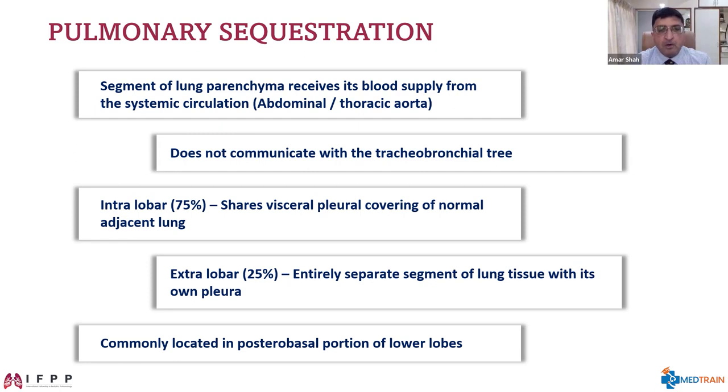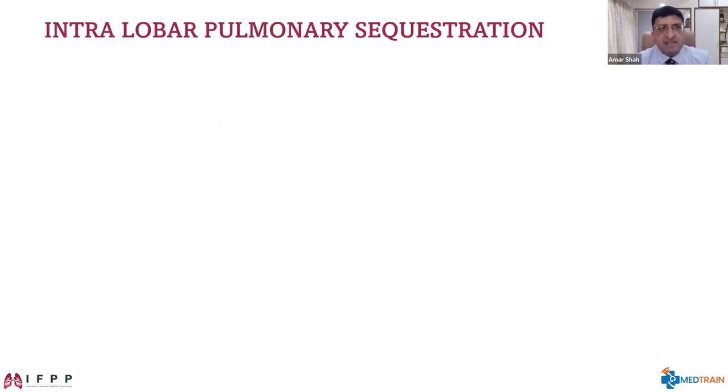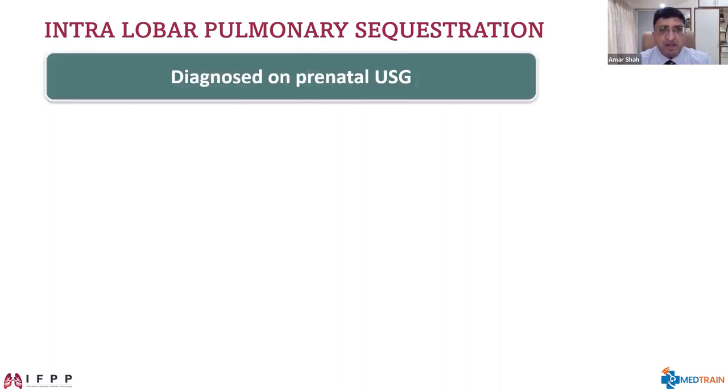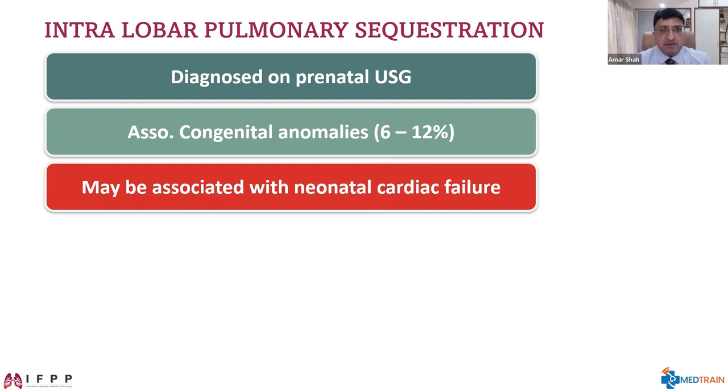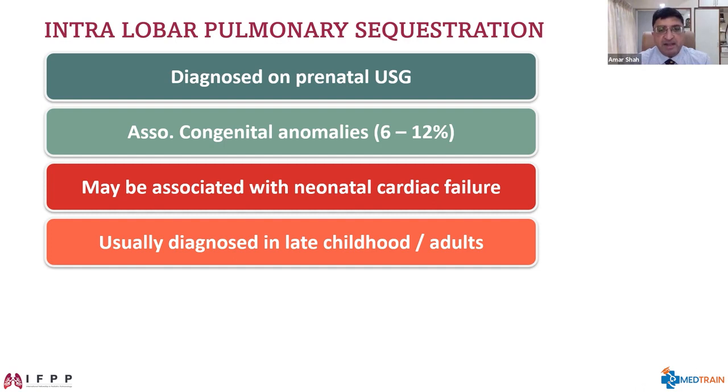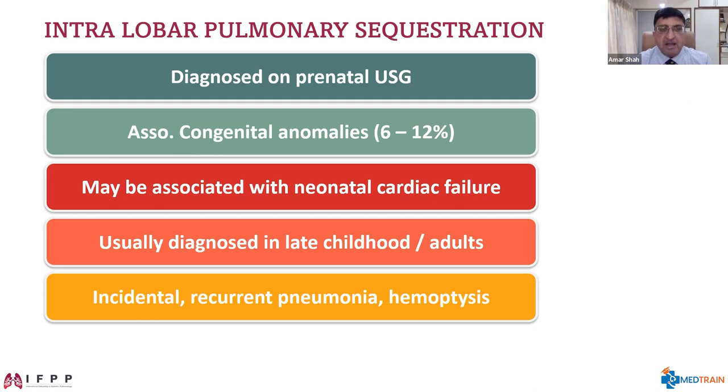Now, they are commonly located in the posterobasal portion of the lower lobes, and this is the most common site of pulmonary sequestration. Now, let's discuss intralobar pulmonary sequestration. It is mostly diagnosed on prenatal ultrasound scan. Associated congenital anomalies may be in about 6 to 12%. Intralobar sequestration may be associated with neonatal cardiac failure. It is usually diagnosed in the late childhood or even sometimes in adults. It can be incidental and it may be picked up when workup is done for recurrent pneumonia or even hemoptysis.